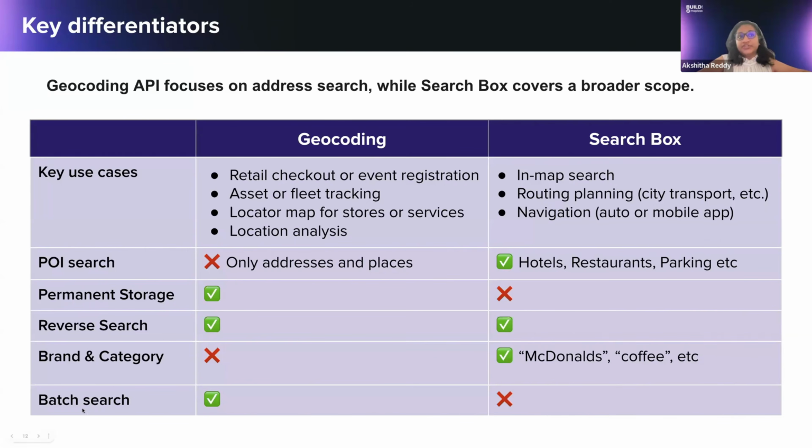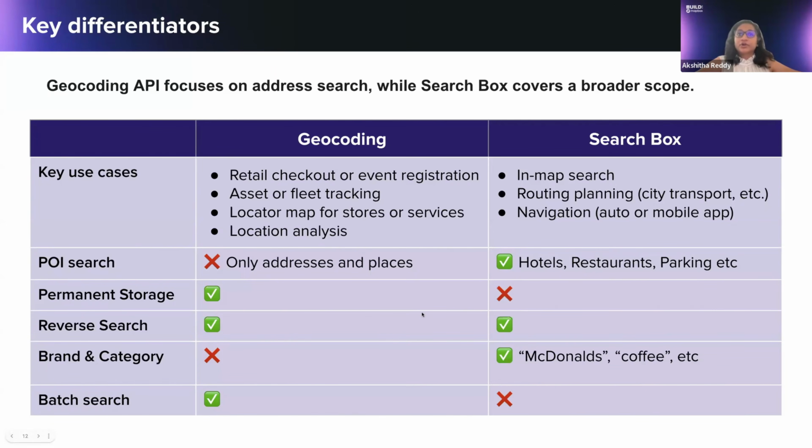We also have batch processing on geocoding, but on Searchbox, you do not have it, just because it's a more complex product and it provides you information. So it keeps updating the information for you, and hence, just having a batch request is not that usable on Searchbox.